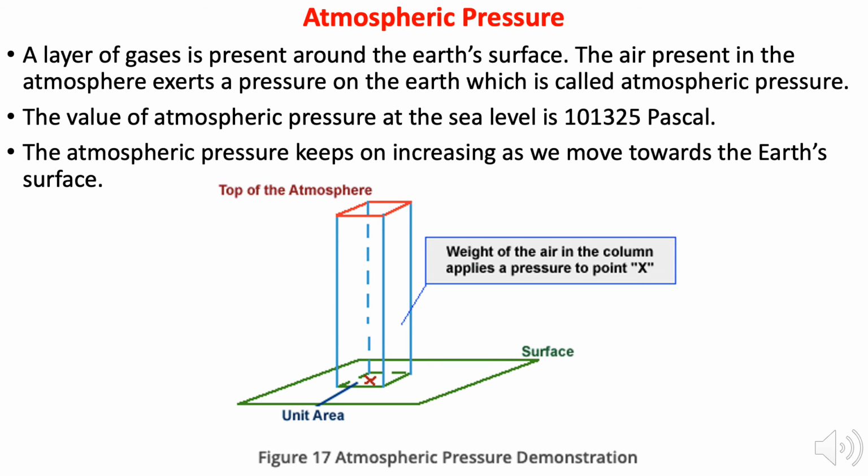Now we will discuss atmospheric pressure. A layer of gases is present around the Earth's surface. The air present in the atmosphere exerts a pressure on the Earth, which is called atmospheric pressure. The atmospheric pressure keeps on increasing as we move towards the Earth's surface. The amount of atmospheric pressure upon us is quite large. But due to the large surface area of the atmosphere around the Earth, we do not experience any of its effect.